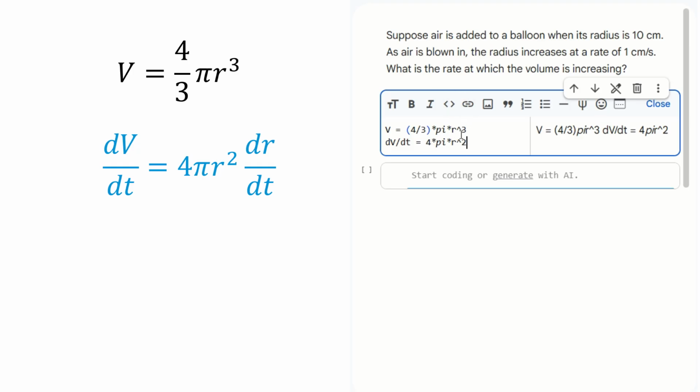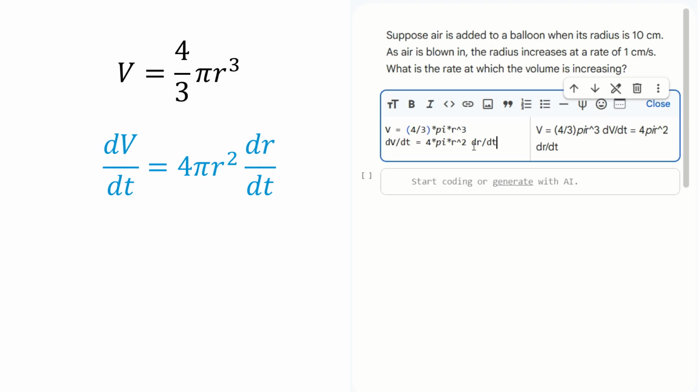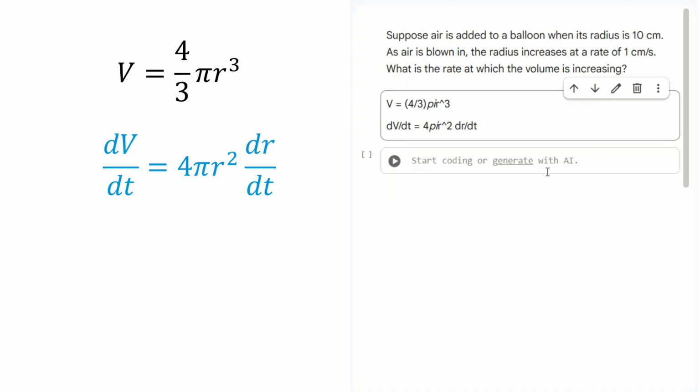Oh, wait, forgot one thing. So it's the chain rule. We have to apply the chain rule because radius is a function of time. So we're taking the derivative with respect to time. So we first take the derivative of this function with respect to r, and now we have to take dr/dt. So then we have a dr/dt at the end. Okay, so let me just close this here. And we have those on the screen. Okay, so V equals 4/3 pi r cubed, and then dV/dt is going to be 4 pi r squared dr/dt.